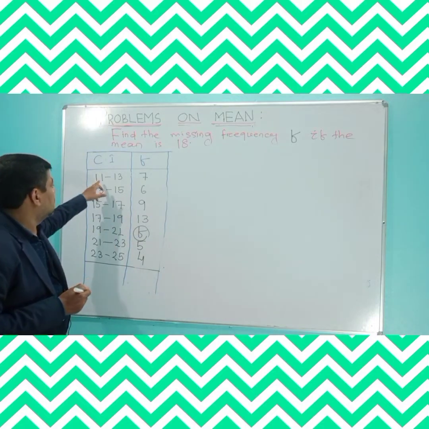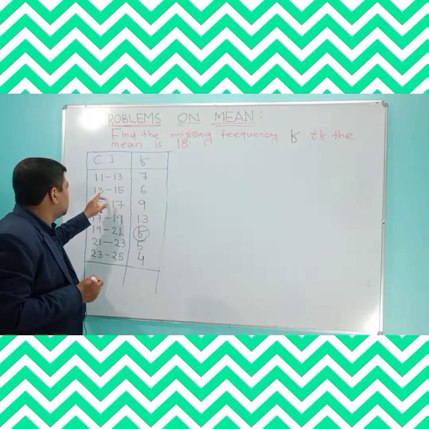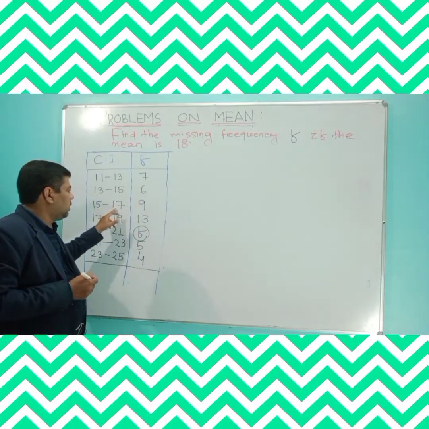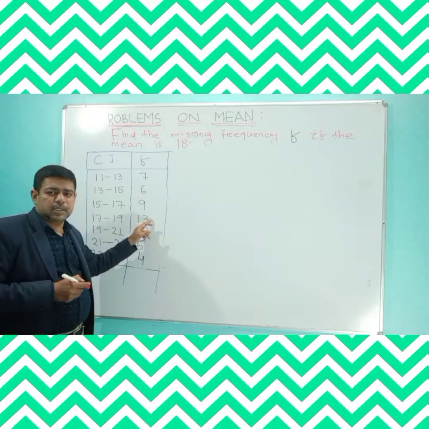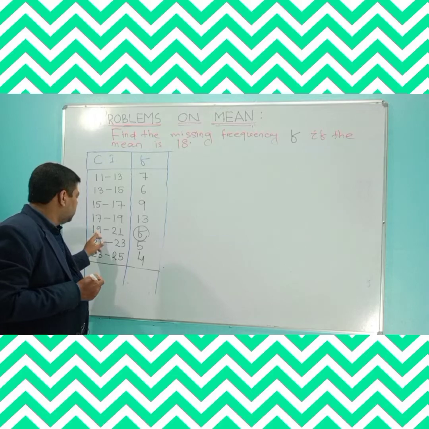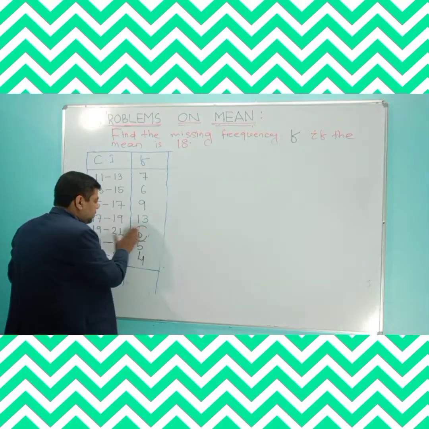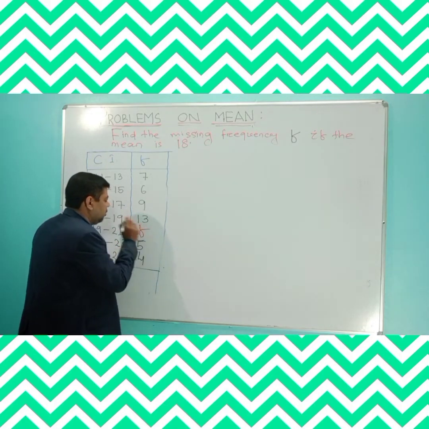The class interval 11 to 13, the frequency is 7. 13 to 15, the frequency is 6. 15 to 17, the frequency is 9. 17 to 19, the frequency is 13. 19 to 21, the frequency is f. It means this frequency you have to find out. This frequency is not given. What is the value of f?